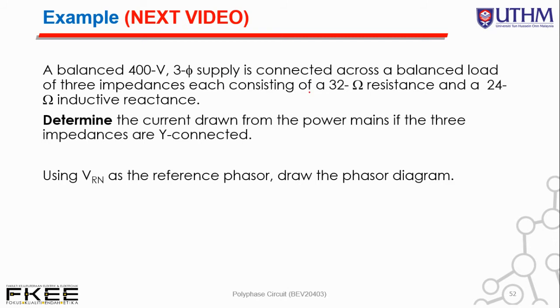three-phase supply is connected across a balanced load of three impedances, each consisting of a 32 ohm resistance and a 24 ohm inductive reactance. So it consists of the R and also the real and imaginary value. So determine the current drawn from the power mains if the three impedances are Y connected. So using VRN as the reference phasor, draw the phasor diagram.